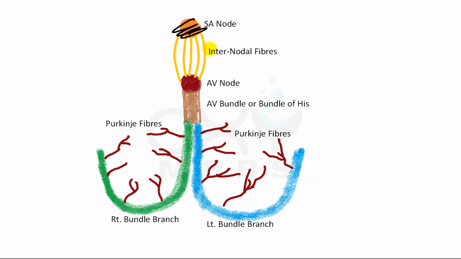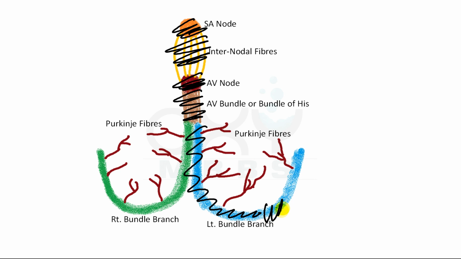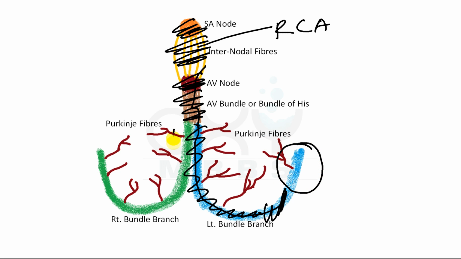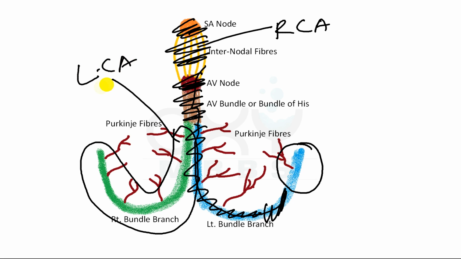So the SA node, internodal fibers, AV node, bundle of His, and most part of the left bundle branch are mainly supplied by the right coronary artery, and the very small part of the left bundle branch and the complete right bundle branch are supplied by the left coronary artery.